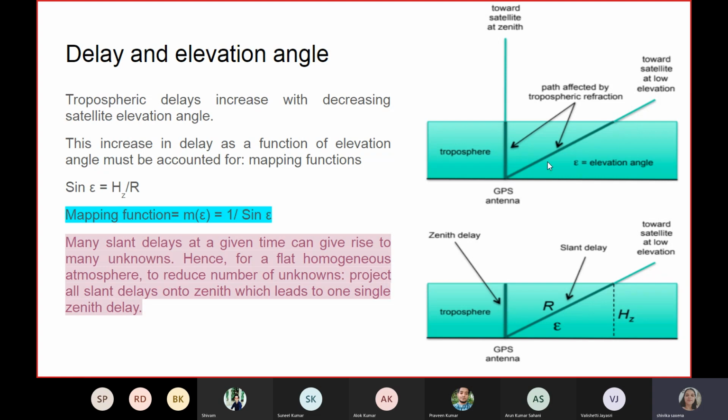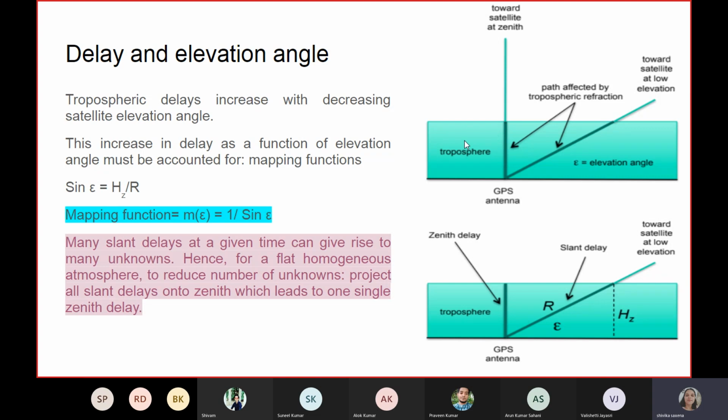So naturally, as the elevation angle of the satellite gets lower and lower, it will cause more delay, while as it is closer to the zenith direction, that means the point directly above the receiver, that will cause the minimum amount of delay. This is known as zenith delay.